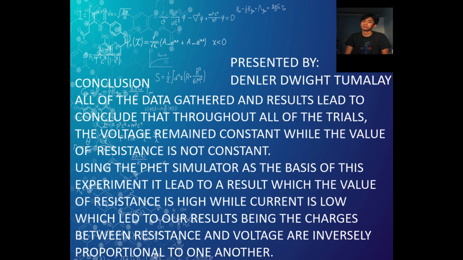For the conclusion, all of the data gathered and results lead us to conclude that throughout all of the trials, the voltage remained constant while the value of the resistance is not constant. Using the FET simulator as the basis of this experiment, it led to a result in which the value of resistance is high while current is low. Our results show that resistance and current are inversely proportional to each other.